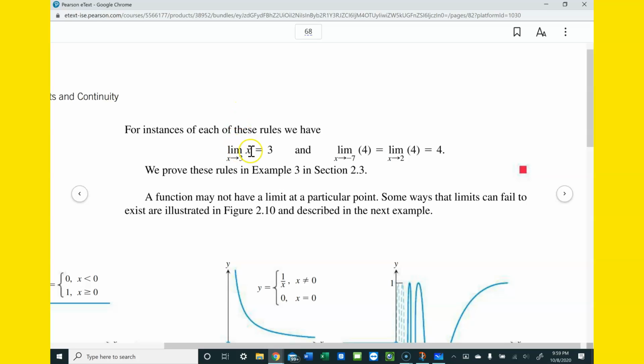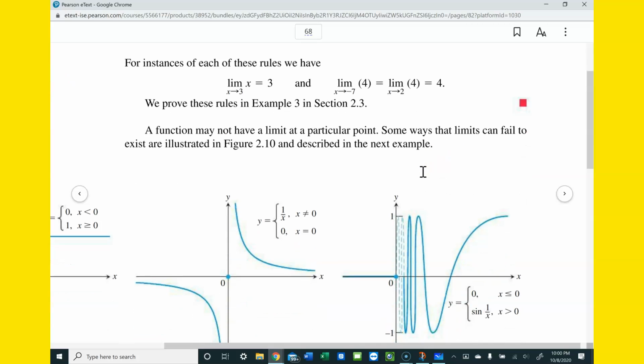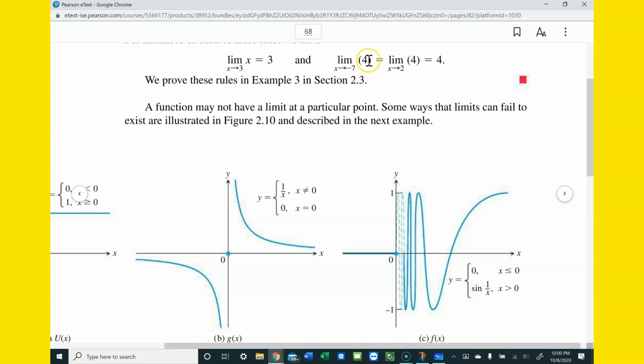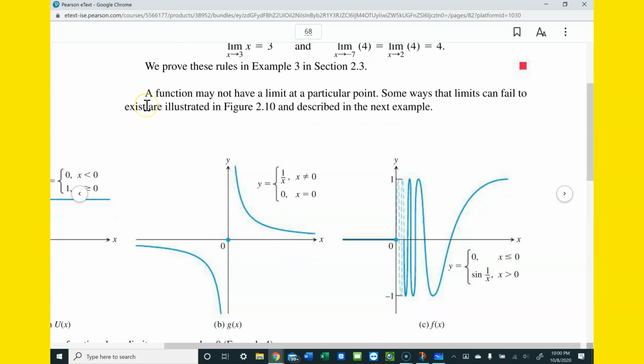So what is the limit of x as x approaches 3? The limit of x as x approaches 3 is just plain old 3, right? What does x approach when x approaches 3? It's 3. That's just an obvious no-brainer. Here, what's the limit of 4 as x approaches -7, or as x approaches 2, or as x approaches anything? The limit of 4 as x approaches anything is always going to be 4. The value of x doesn't change this value. It's going to be itself, whatever x is.